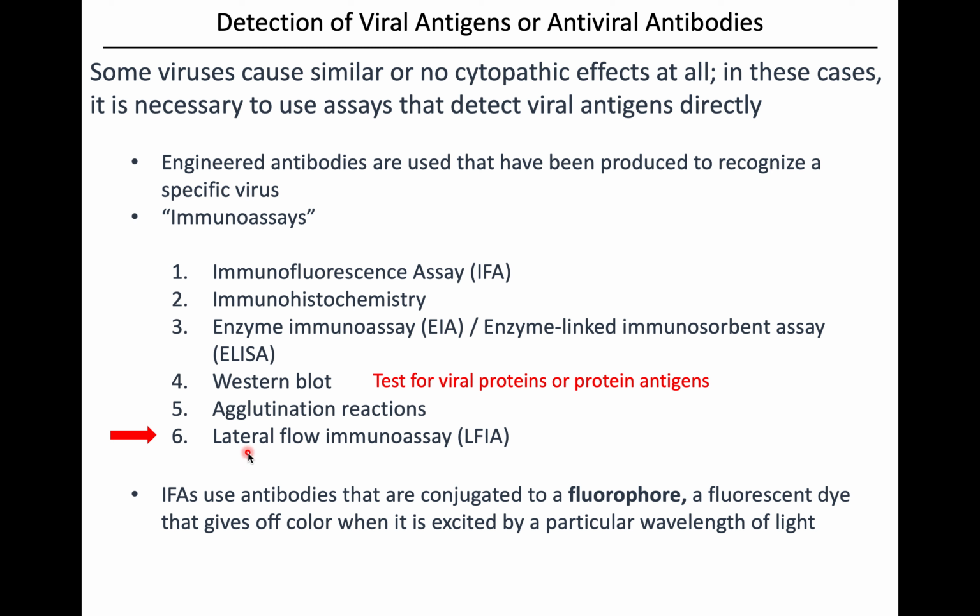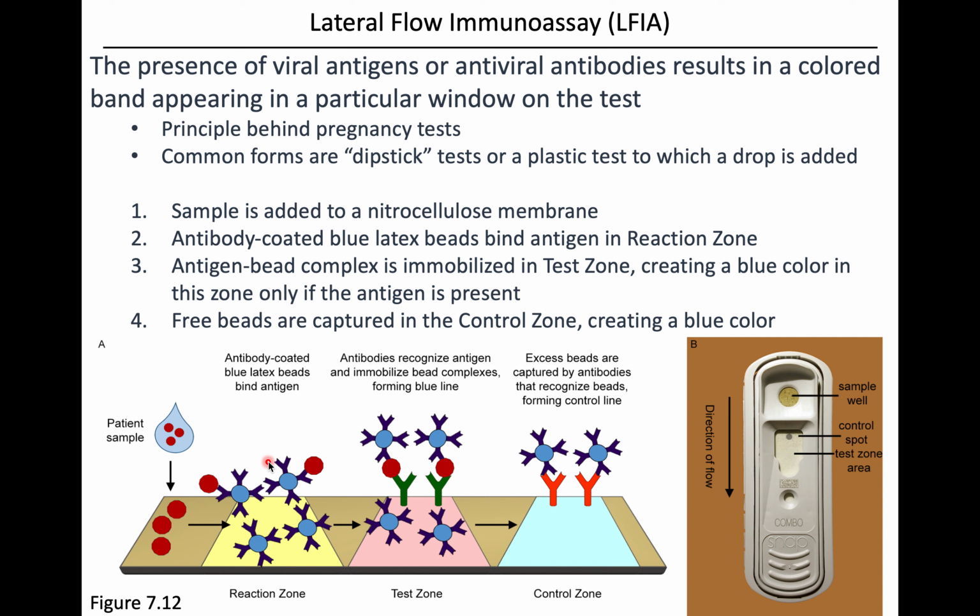The last of these serology-type assays is the lateral flow immunoassay, and as I mentioned, this is similar to a pregnancy test. In fact, this is basically exactly how one of the pregnancy dipstick tests would work. And so the idea is you have this membrane here with these specific zones, and you would add your patient sample, your serum, to one end of this membrane, and as it gets wicked through, all your molecules in that serum are going to pass through these different zones.